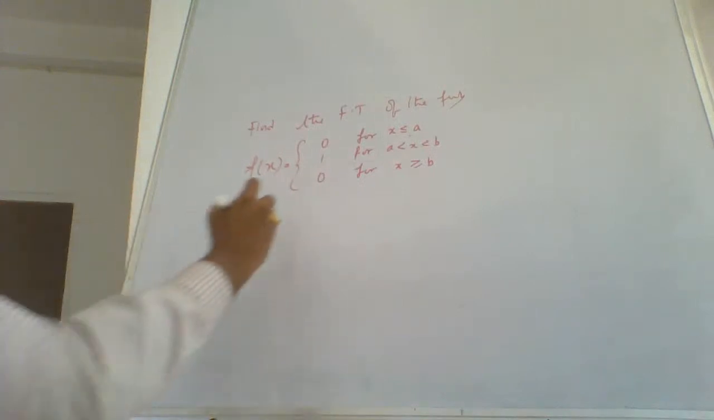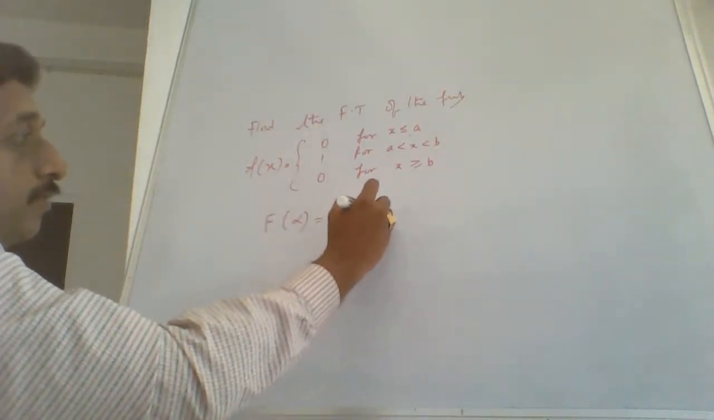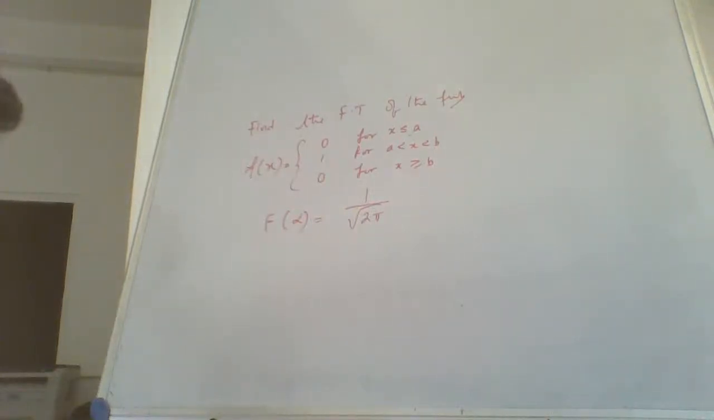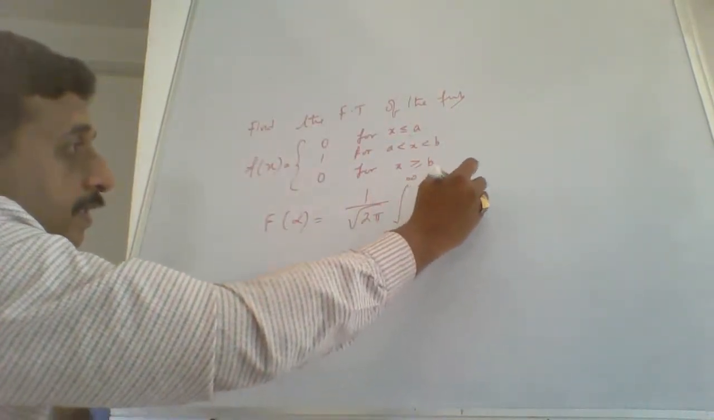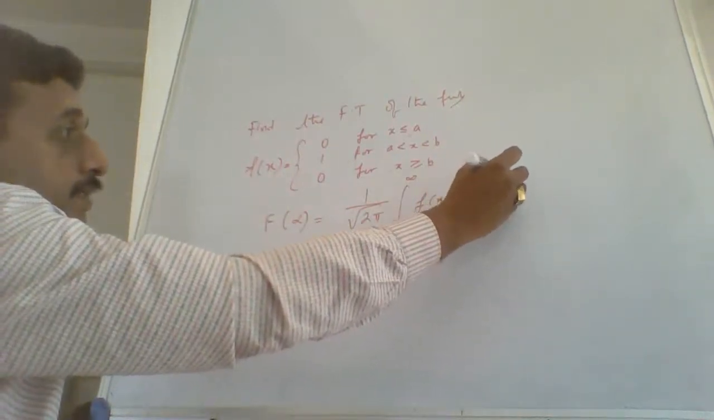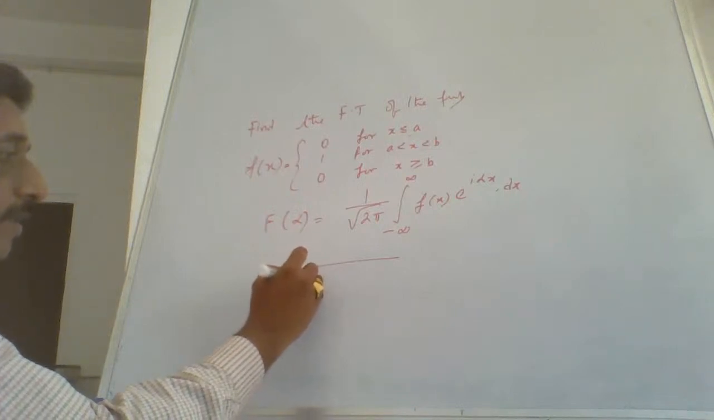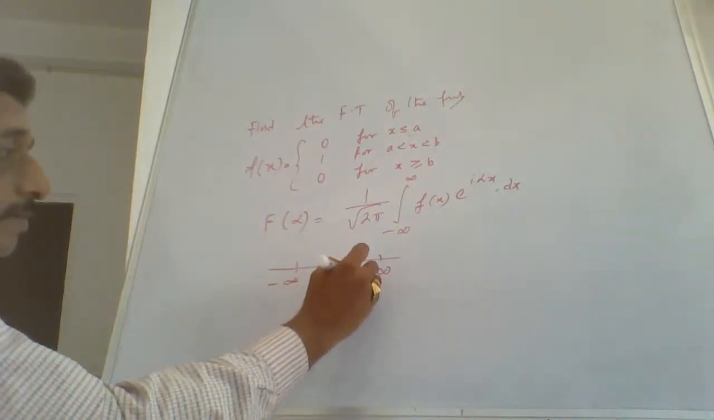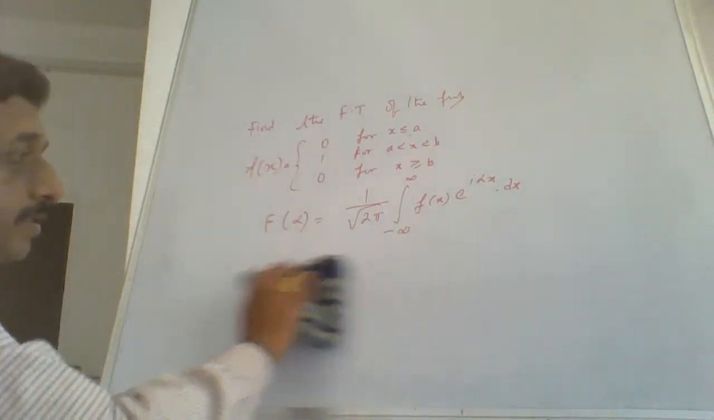Now we have F of alpha, which is 1 by square root of 2 pi integral minus infinity to infinity f of x e to the power of i alpha x dx. This is the formula we'll be using now for the limit a to b. On a real line, if you have minus infinity here and plus infinity, we have a and b. So let us put those limits.